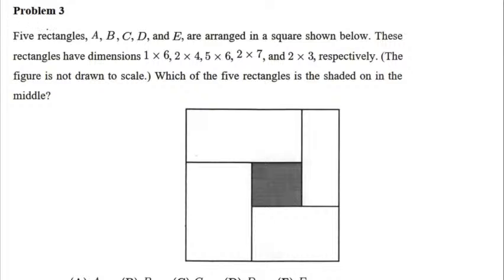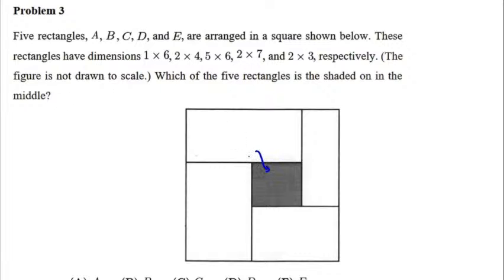AMC 12A 2022 problem number 3. 5 rectangles A, B, C, D, and E are arranged in a square shown below. These rectangles have dimensions 1 by 6, 2 by 4, 5 by 6, 2 by 7, and 2 by 3 respectively. The figure is not drawn to scale. Which of the 5 rectangles is the shaded one in the middle?